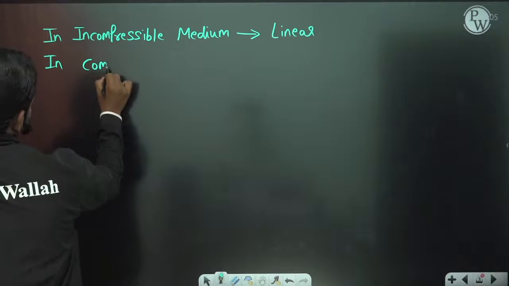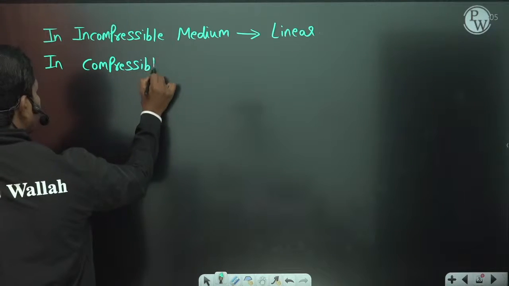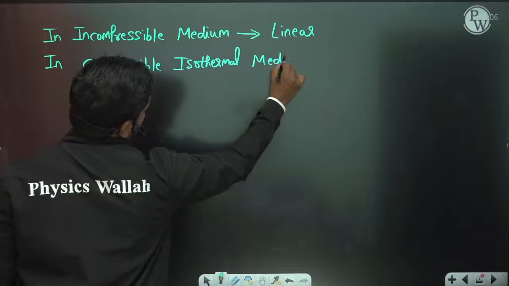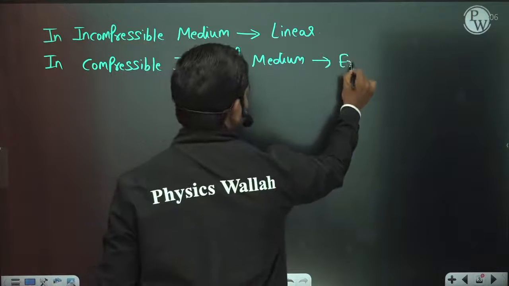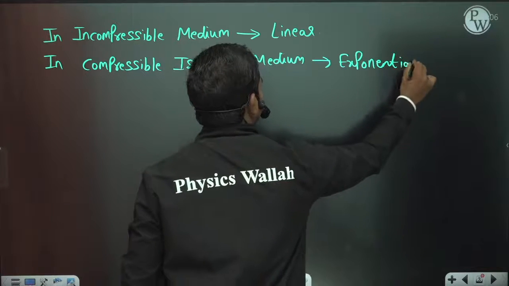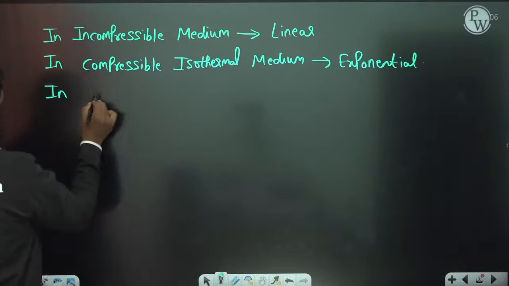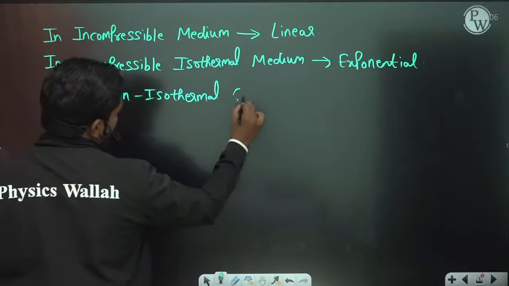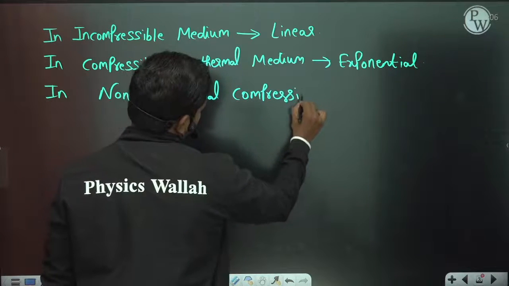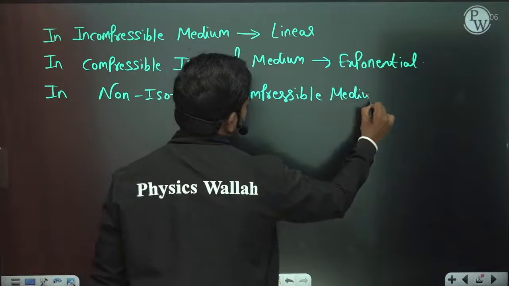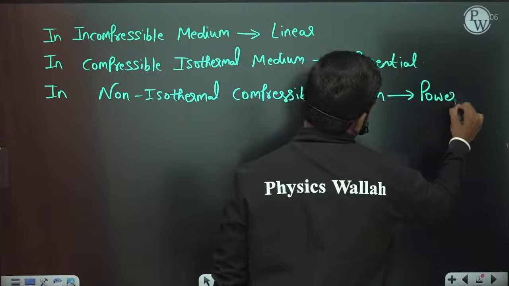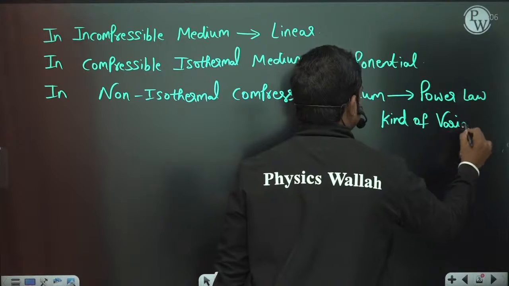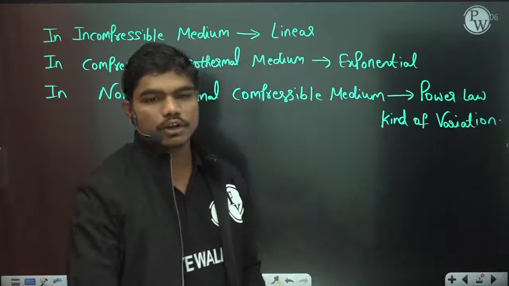In a compressible isothermal medium, this is exponential in nature, and in a non-isothermal compressible medium, your variation is a power law kind of variation. Okay, so this is a power law kind of variation. We have seen this. Correct.